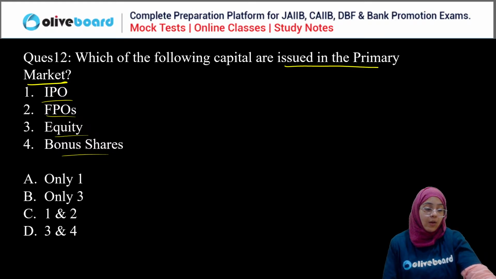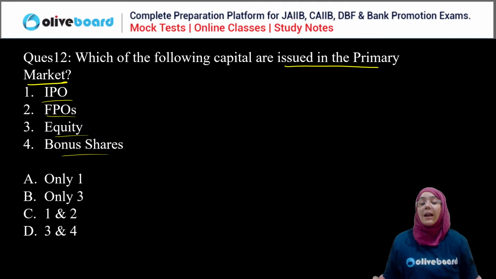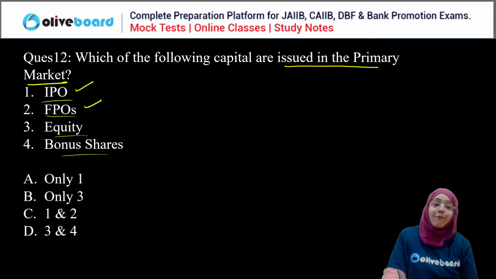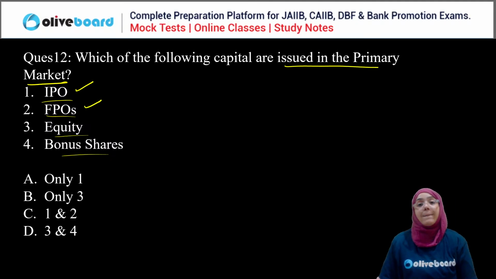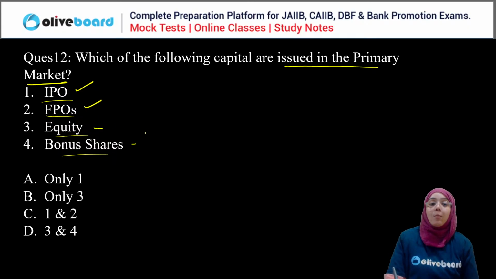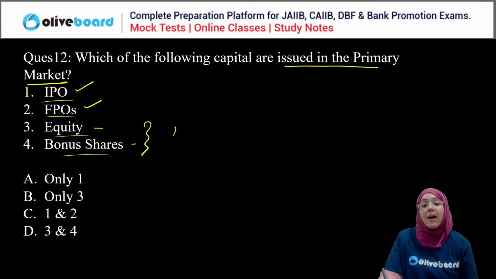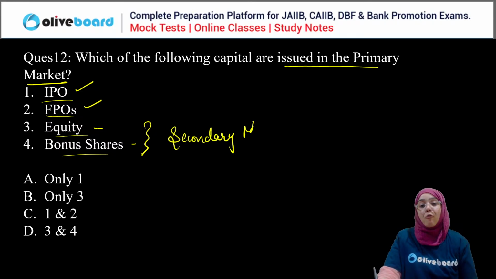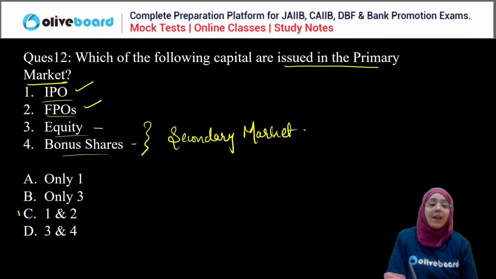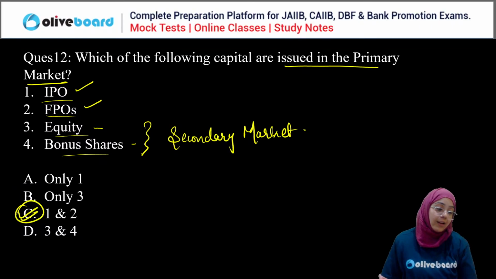Okay. So now, first of all, what are the capital which are issued in the primary market? First of all, it is IPO, initial public offer. Then FPO, follow on public offerings, right? Then equities and bonus shares, these are part of the secondary market. So obviously 1 and 2 is the correct answer. C is the correct answer.